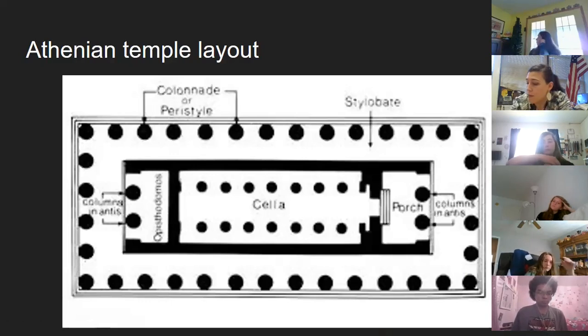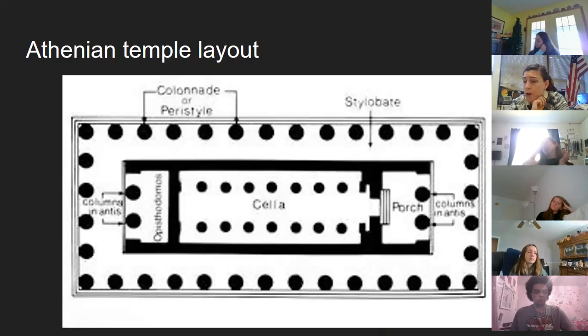So this is an Athenian temple layout, and I want to talk about the temples too, because I want to talk about the Parthenon, since the Parthenon was a huge part of classical Greek art, and a lot of buildings were modeled after it. So to understand the layout of a Greek temple, you have to know a couple of terms, and see if I can annotate.